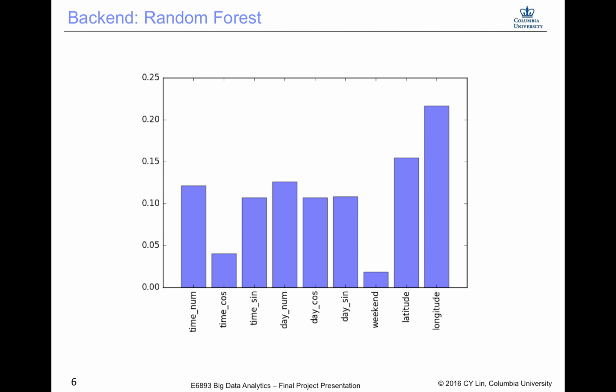For the backend, we use random forest to get feature importance. At each tree split, the improvement in the split criteria is the importance given to the splitting feature, and here is the result of the importance of each feature. As we can see, the latitude and longitude, together the location, has the most significant influence on the number of pickups.